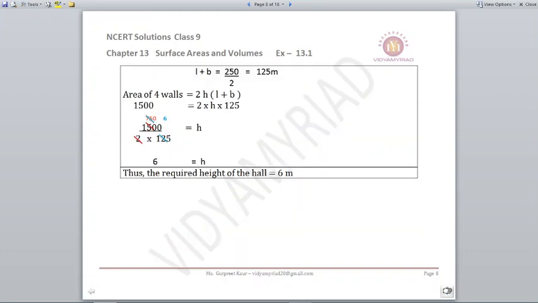Now, after this, we have to find out the area of 4 walls. We know L plus B. What is the formula actually for CSA or LSA? 2H into (L plus B). We have all the things except the H, which we have to find out. Put the values in this particular formula. You will get H is equal to 6 meters.